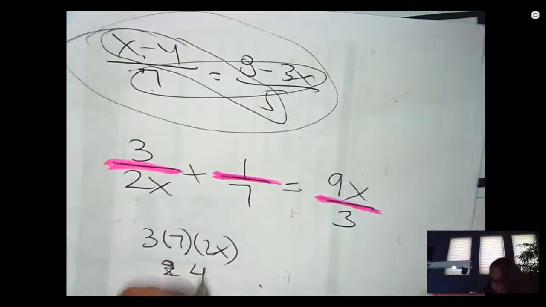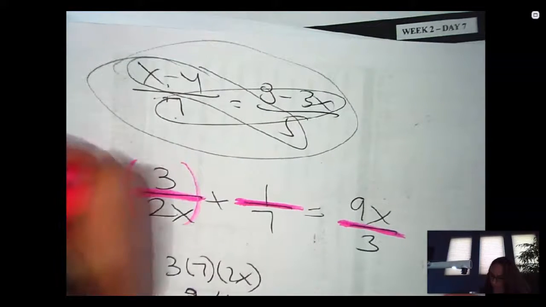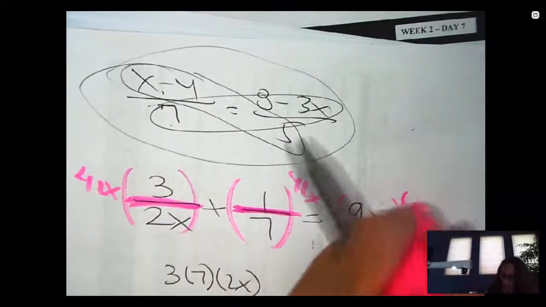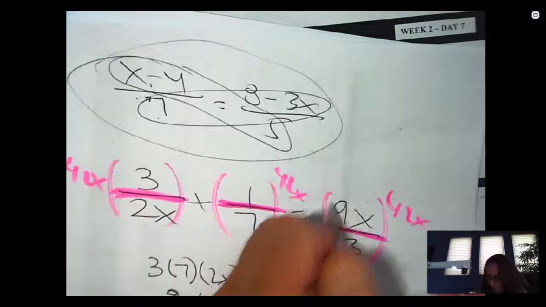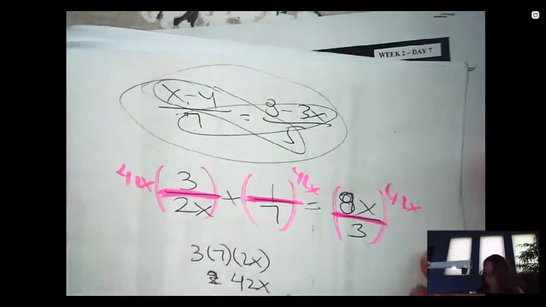Just kidding, 42x. If I multiply this by 42x and this by 42x, and this by 42x. Let's pretend that's an 8, by the way. Okay. Then I could eliminate.